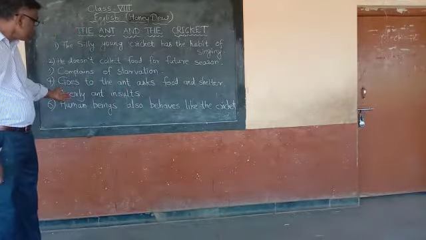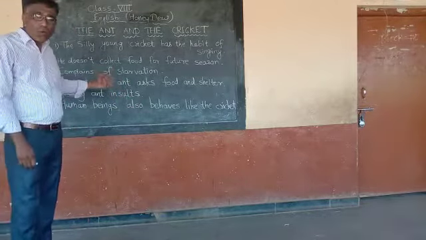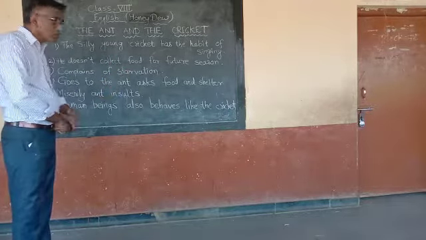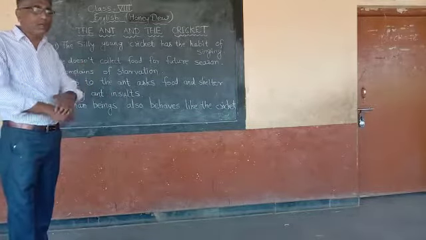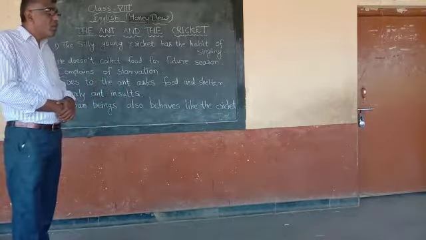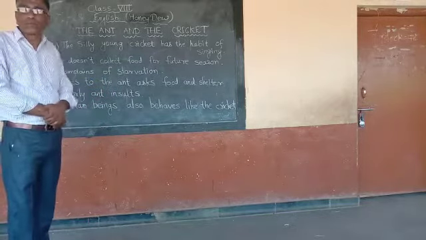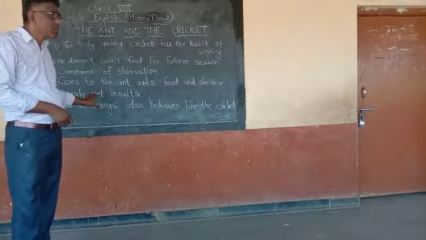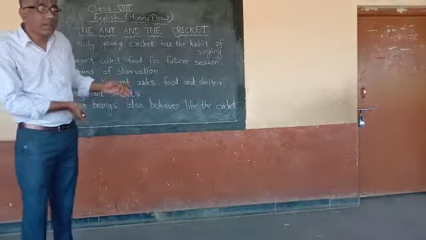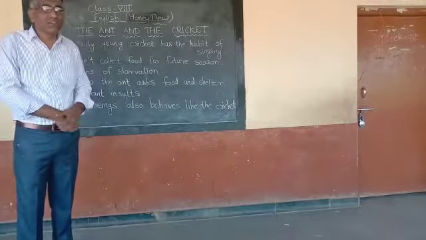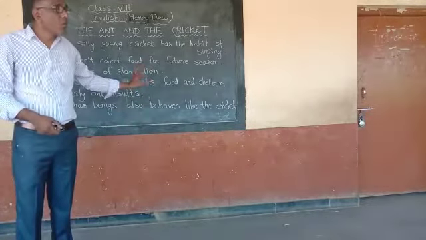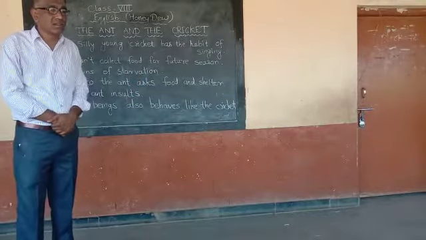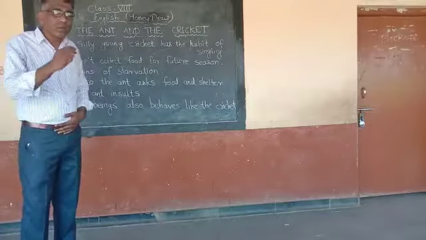So the poet in this poem wants to tell us that we should work hard when there is the proper time. We should not waste the time. We should work for the future time. And again the poet tells that the cricket, the insect, is having four legs. But there are crickets of two legs. There is the cricket having two legs.